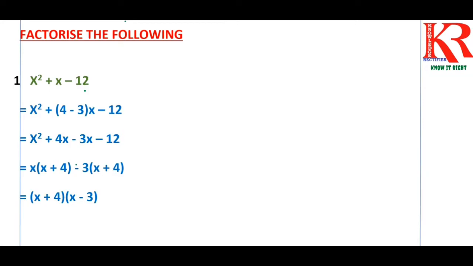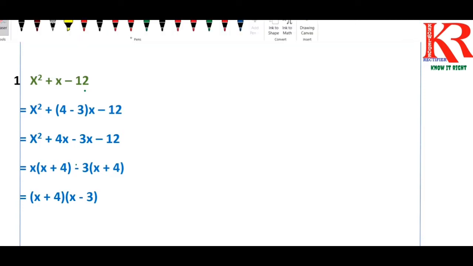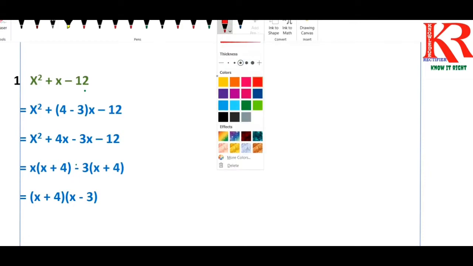First, we will revise. Okay, what is breaking the middle term? We will revise that. Okay, you know what breaking the middle term is, right?